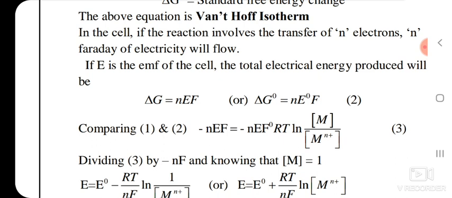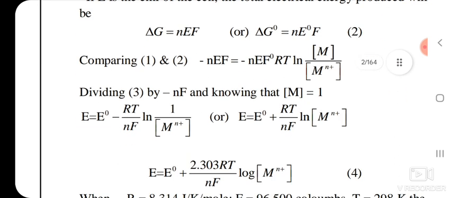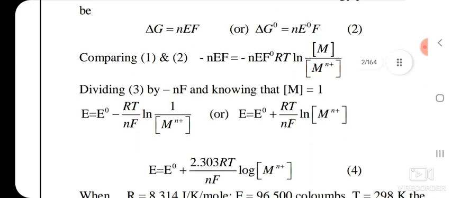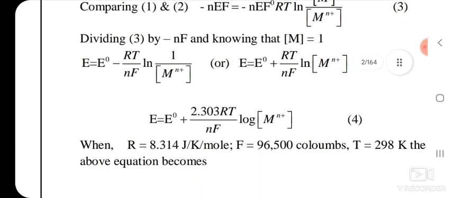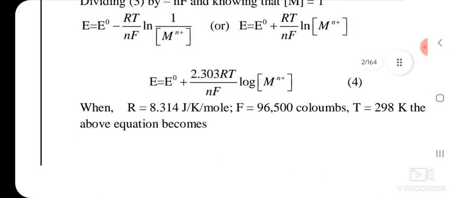Comparing equations 1 and 2, -nFE = -nFE naught + RT ln (concentration of metal M / concentration of M^n+). Dividing by -nF and knowing that the concentration of metal M is 1, we get E = E naught + (2.303 RT / nF) log [M^n+], the concentration of M^n+ ions.